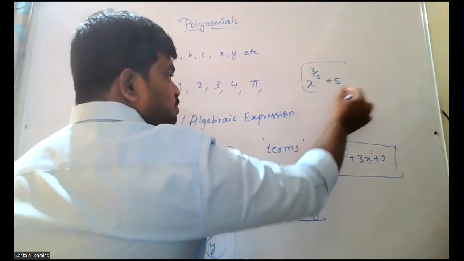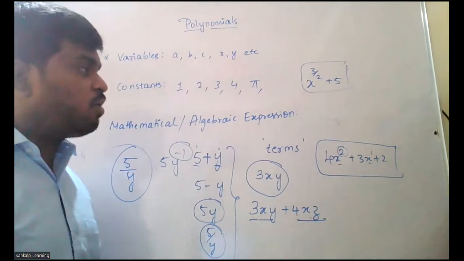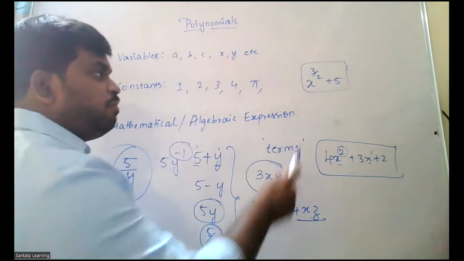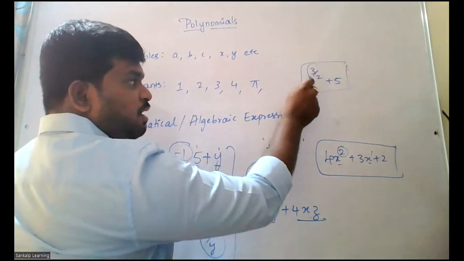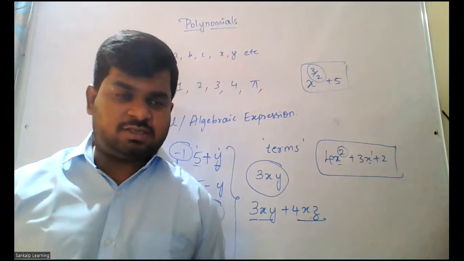This is a mathematical expression, because it has a variable and a constant. Okay. But is this a polynomial? No, it is not a polynomial, because the power of the variable is a fraction. Because in whole numbers, we don't have fractions, isn't it?